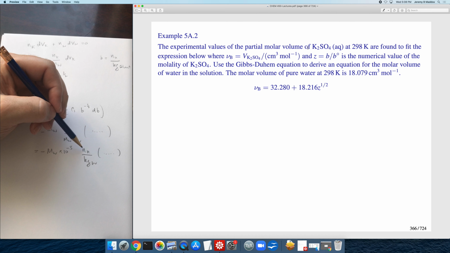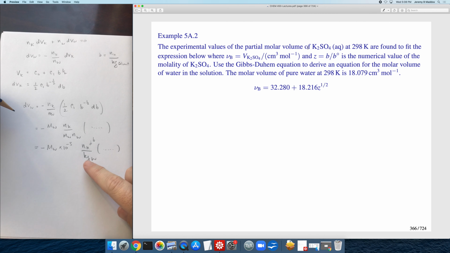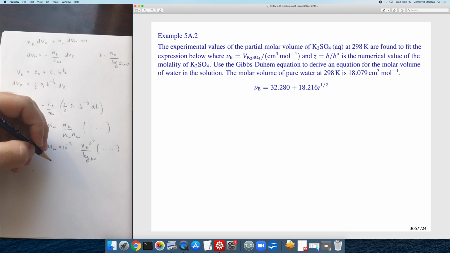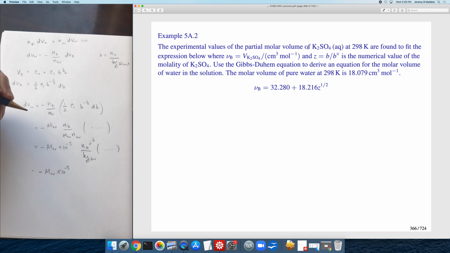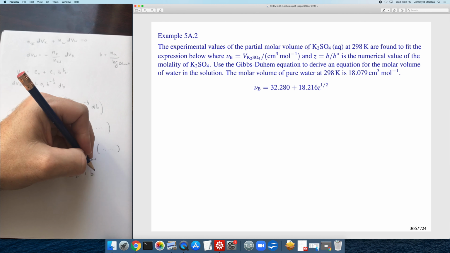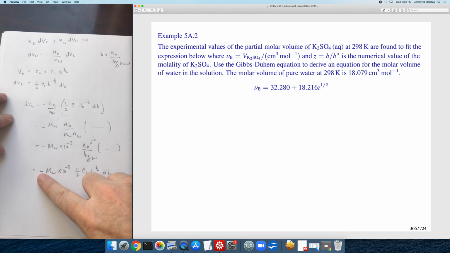And so now this factor in front, this is the molality. So this is equal to B. So what I'm going to do is substitute that in, and then distribute the B into this parentheses. And so we're going to wind up with minus MW times 10 to the minus 3, and then we're going to have this 1/2 C1, and it's going to end up being B to the 1/2 dB. So now the right-hand side is a function of the molality B, and what we'll do is integrate both sides.